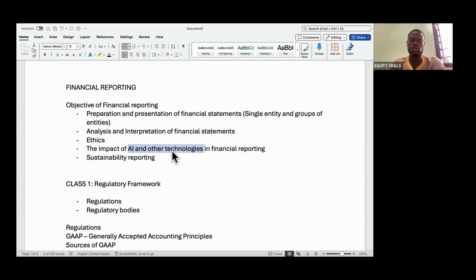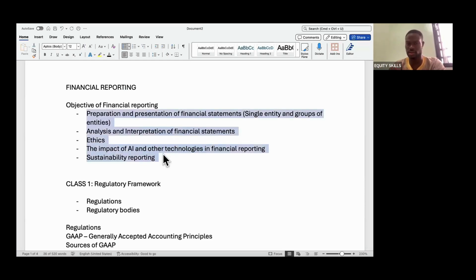Also, we're going to look at sustainability reporting. I mentioned a snapshot of it to you yesterday via the body that is responsible for issuing sustainability disclosure standards. But we're going to just have a little insight into sustainability reporting because it is in your syllabus. So on a very high level, this is the objective of this course.